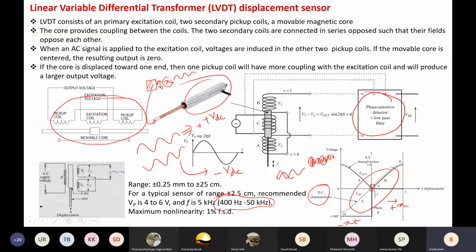So that's why we always go for the DC characteristic, where this dotted line corresponds to the DC characteristic. That means when the displacement is positive, the output is positive, on the plus y-axis. When the displacement is negative, the output is negative, on the minus y-axis. So this is the difference between the AC characteristic and the DC characteristic, and the DC characteristic is more preferable, which we are getting from this signal conditioning circuit output. Is it clear? Yes, sir. Thank you, sir.